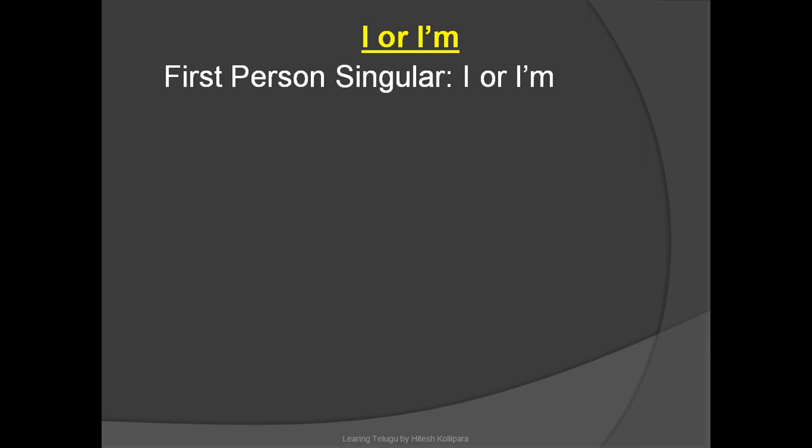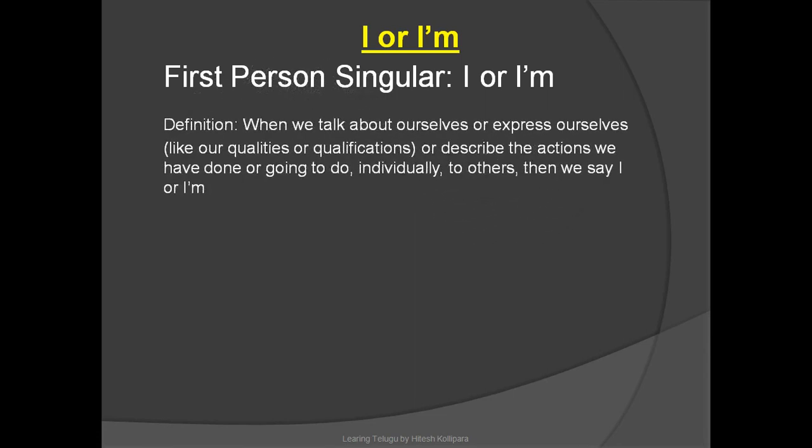And here is the definition. When we talk about ourselves or express ourselves, like our qualities or qualifications, or describe the actions we have done or are going to do individually to others, then we say I or I am.